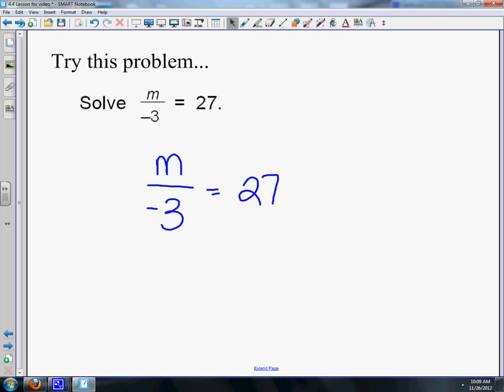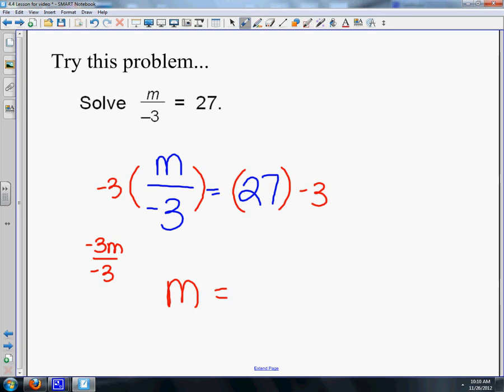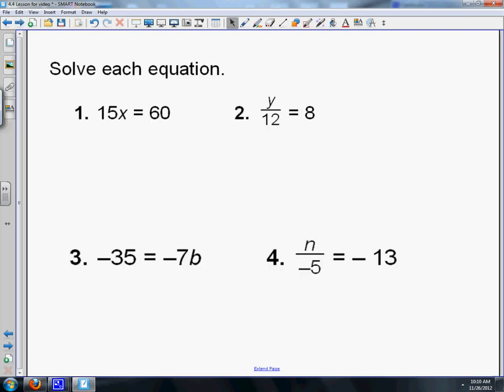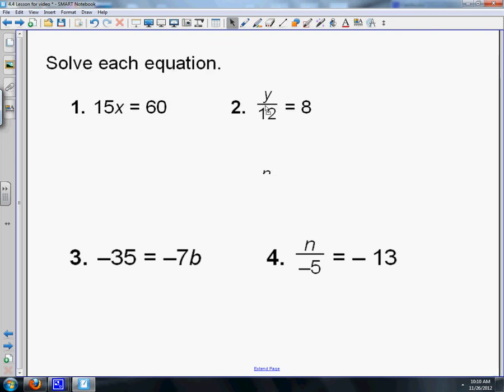I am going to multiply both sides times negative 3. That leaves me with just m, because m divided by negative 3 times negative 3 turns into negative 3m over negative 3, and negative 3 divided by negative 3 is 1. So 27 times 3 is negative 81. You should have gotten negative 81 as your answer. So solve these problems. There are 2 multiplication and 2 division. Push pause, try them, and then we'll go over them when you're done.